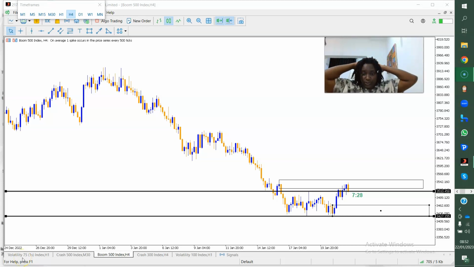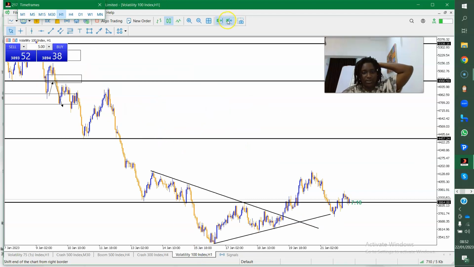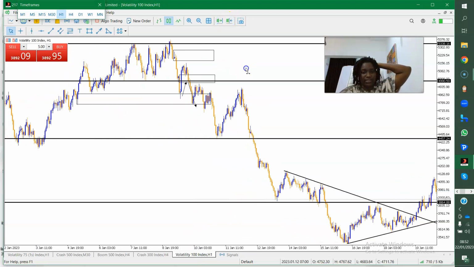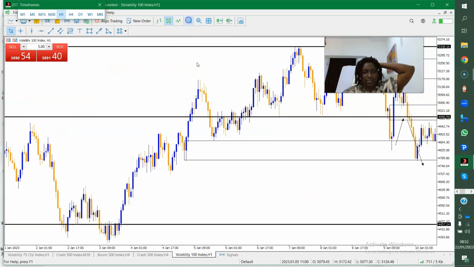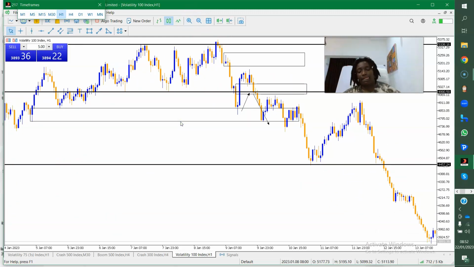So the very next one I'll be touching real quick, simply because it sort of has a similar analysis with what we saw on the V75-1S. So I'll just show you how it is on the V100. Right. So on this V100, I sent a signal when we had this analysis set up. In fact, I sent out this analysis before it even played out. I shared the analysis on the Discord server, and it was amazing, right?